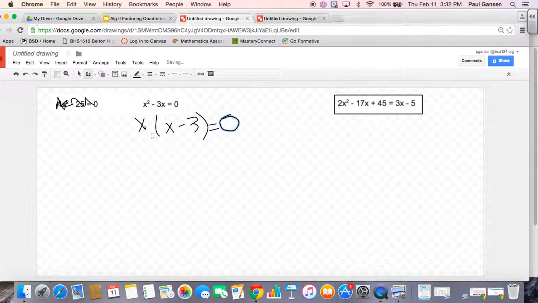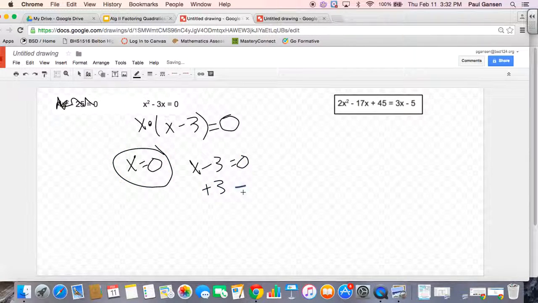Now with my two terms, I'm going to take each term and set it equal to 0 using the zero product property. Take x equals 0 and x minus 3 equals 0. Hey, look, there's one solution. Add 3 to both sides. We get x equals 3. There's our other solution. There are two solutions for that one.